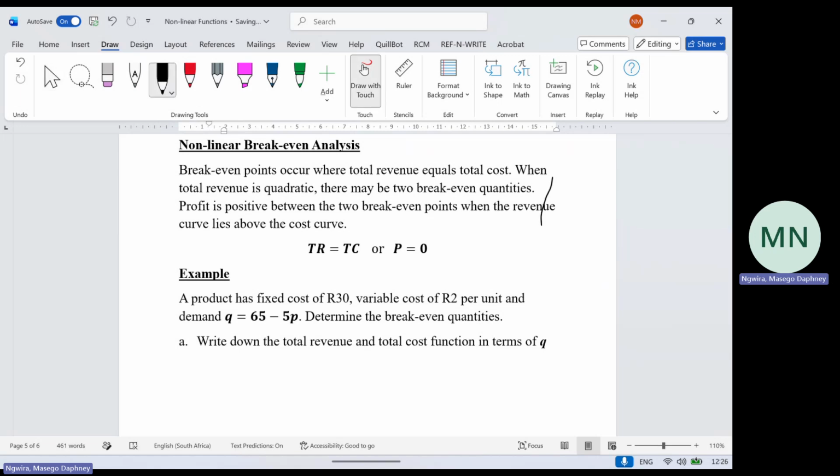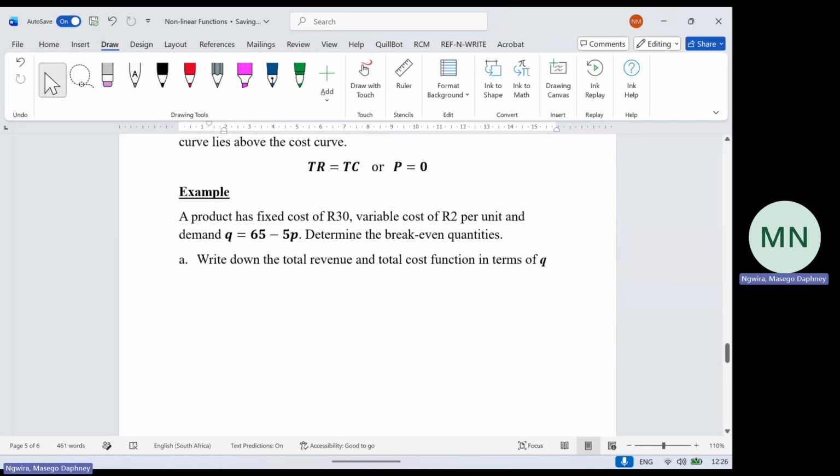Okay, all right. So we have an example here. It says that a product has a fixed cost, or the formula that we use for break-even point, total revenue is equals to total cost. We all know that. A product has fixed cost of 30 rand. We all know that that's a fixed cost, FC.